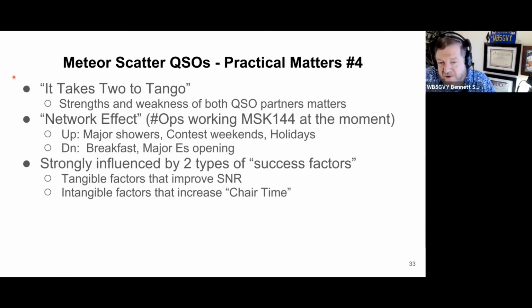You'll also see this network effect with contest weekends and holidays. And then sort of the reverse effect is, people go eat breakfast around 7 o'clock, and so there's not that many people in the chair when breakfast time rolls around. And then if there's a large sporadic E opening, that tends to suck everybody away from meteor scatter work.